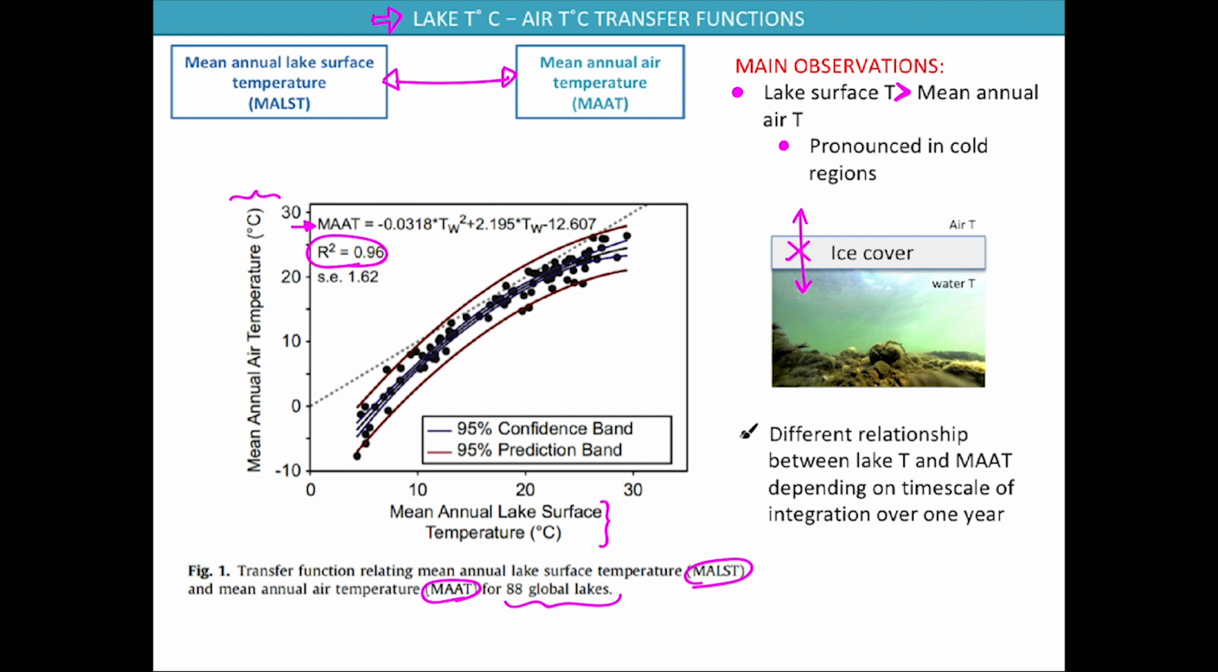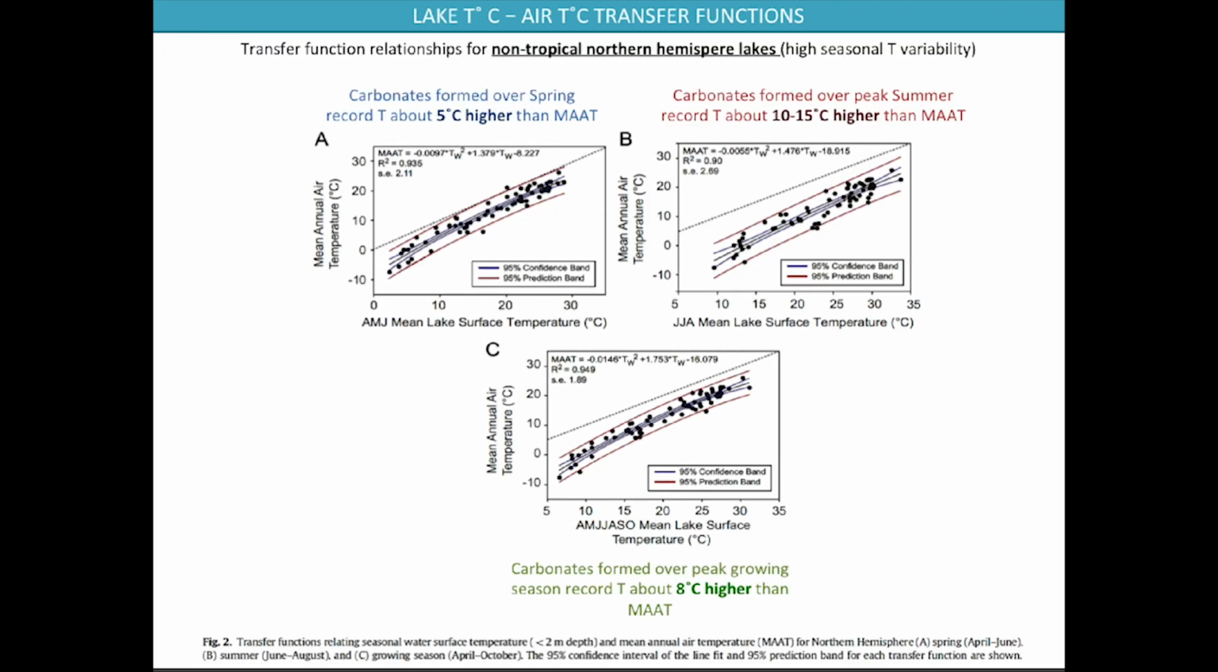Also, the relationship between lake surface temperature and mean annual air temperature varies dramatically throughout the year depending on the time scale of integration. Transfer function relationships for non-tropical Northern Hemisphere lakes where seasonal temperature variability is large are: over spring, AMJ, mean lake surface temperatures are related to mean annual air temperature through this equation, where R squared is equal to 0.935. So, carbonate formed in these lakes over spring will record temperatures about 5 degrees higher than mean annual air temperatures.